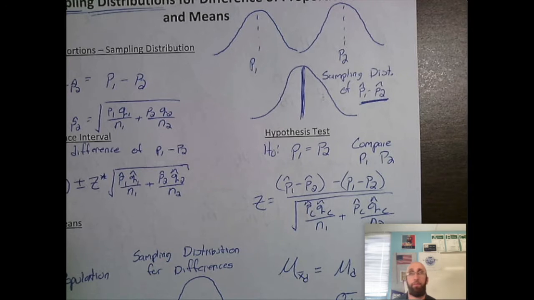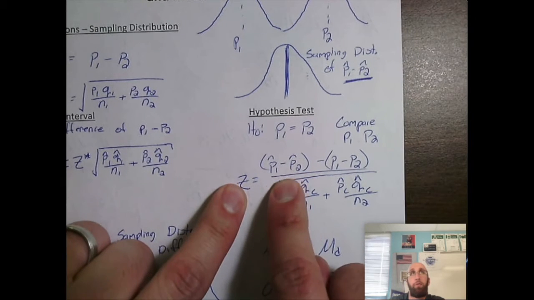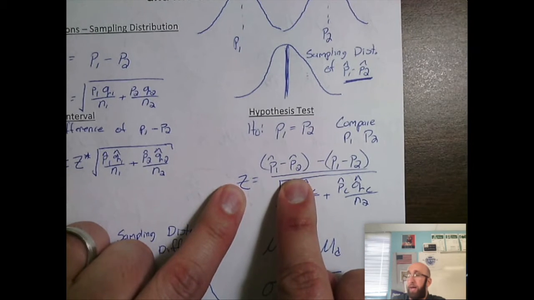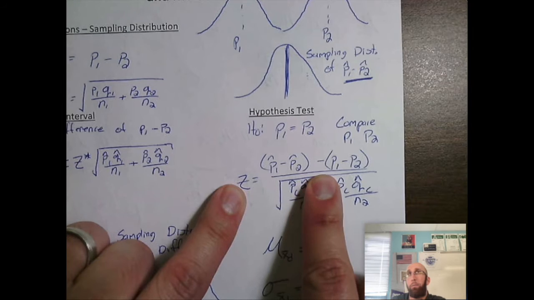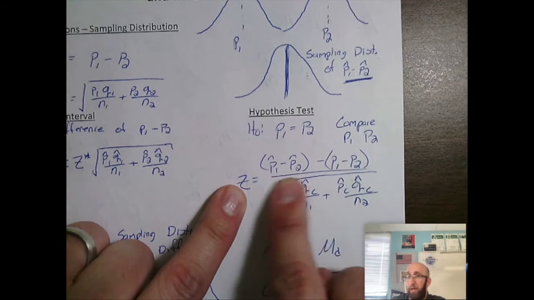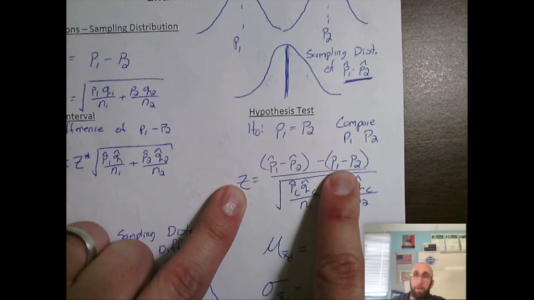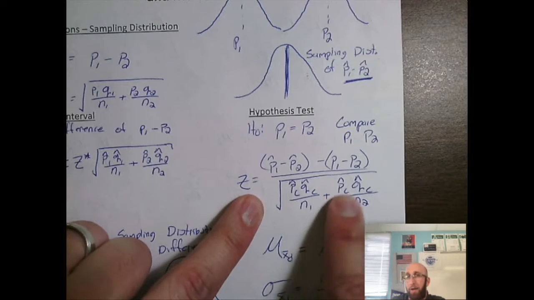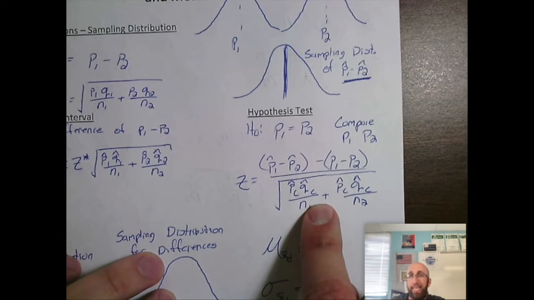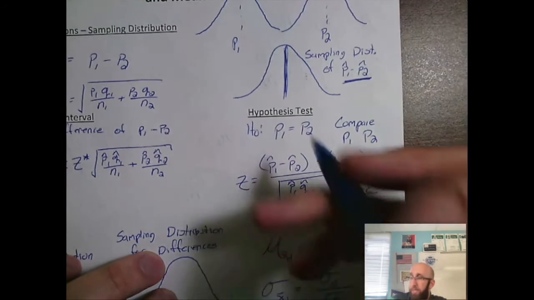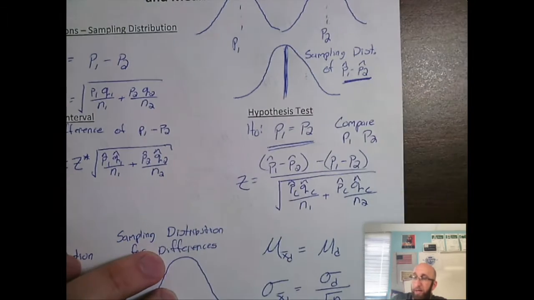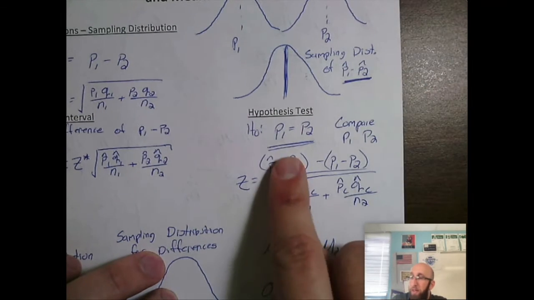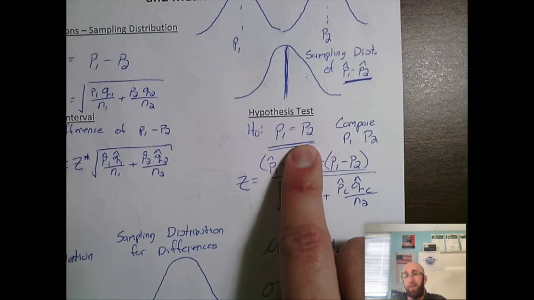Rule of thumb: if you know P, use P. If you don't know P, use P hats. So we're going to do our observed P hat 1 minus P hat 2, and then subtract P1 minus P2. On the bottom, there's this P hat C, Q hat C, which is a little bit different. It's based off the idea that P1 equals P2. We're assuming P1 is equal to P2.